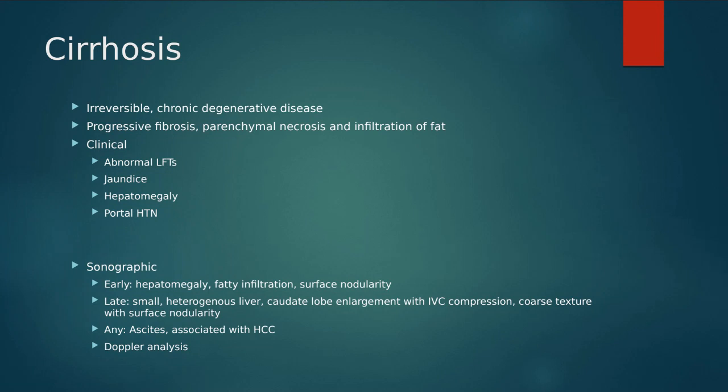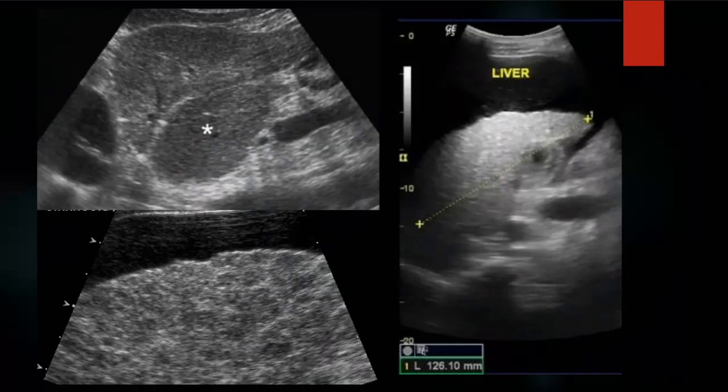When we are looking at a patient who has cirrhosis, it's really important for us to do a Doppler analysis. We will learn all about that in our next PowerPoint. But let's take a look at what these look like on ultrasound. So this top left picture, this is going to be that caudate lobe enlargement. You can see how it's really even compressing upon that IVC.